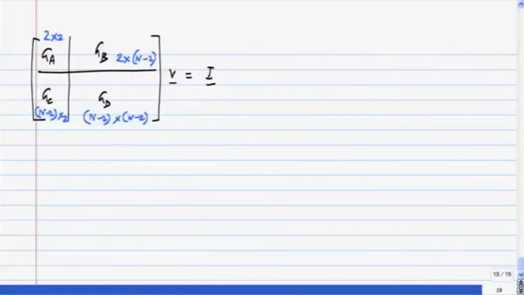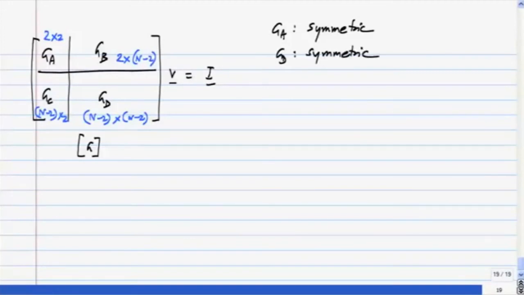Now, because the G matrix is symmetric, we can tell a few things about this. First of all, GA will be a symmetric matrix. GD will also be a symmetric matrix. And also, if you look at GB and GC, GC is nothing but GB transpose.